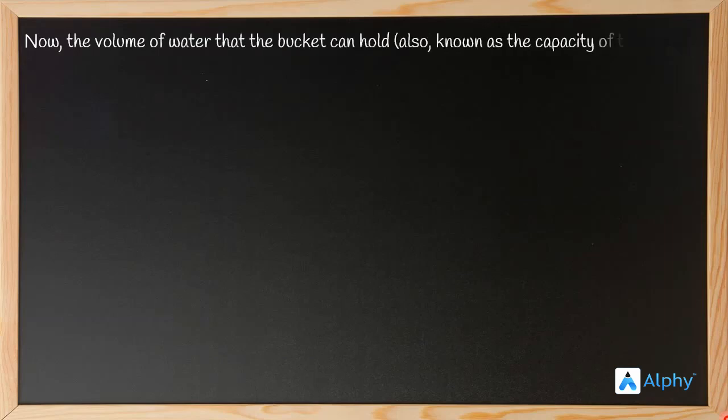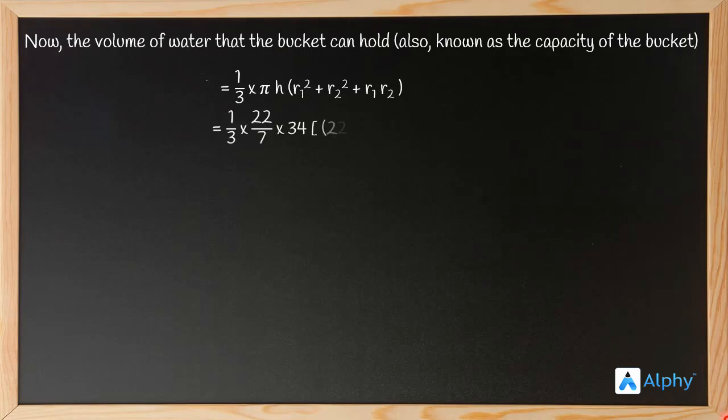Now, we are required to find the volume of the water which the bucket can hold, which will be given by the volume of the frustum of the cone. So, the volume of the water that the bucket can hold, also known as the capacity of the bucket, will be given by 1 by 3 pi h (R1 square plus R2 square plus R1 into R2), which is nothing but the formula for volume of frustum of the cone. Here R1 is the radius of the larger circular end, R2 is the radius of the smaller circular end and h is the height of the frustum. So by putting all these values, we will get our answer.